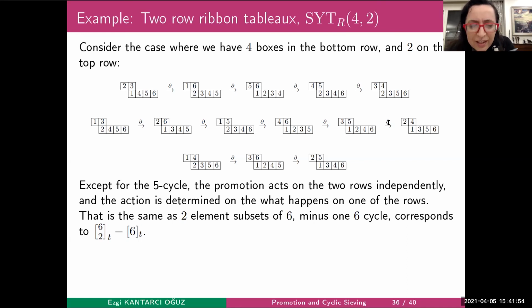So yes, this is not exactly the same as the subsets, but it's a similar idea. It has the same structure minus 1 cycle. So what we have here is, we get the cycle structure of this one row. We subtract 1 6-cycle and we add 1 5-cycle instead.